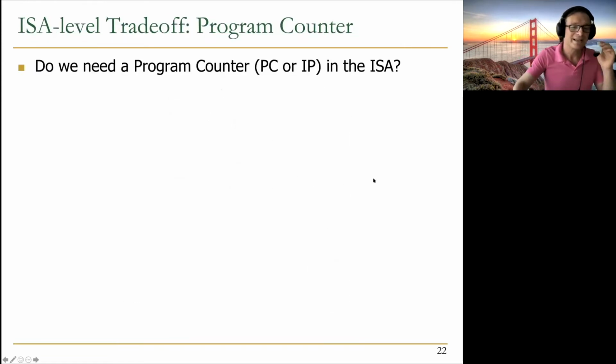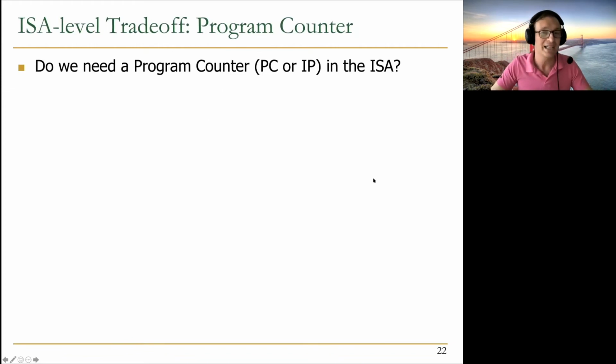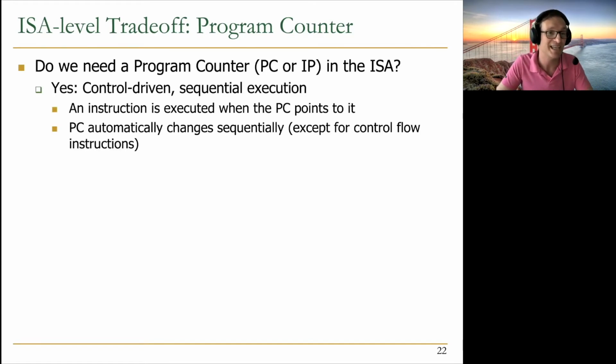So basically, what I've shown you is a very high-level trade-off: the program counter. Essentially, what is our processing model? Do we need a program counter, or PC, or instruction pointer in the ISA? If the answer is yes, then you get control-driven sequential execution like von Neumann did, right? In this case, an instruction is executed when the PC points to it, and the PC automatically changes sequentially except for control flow instructions. So by nature, you're restricting parallelism, right?